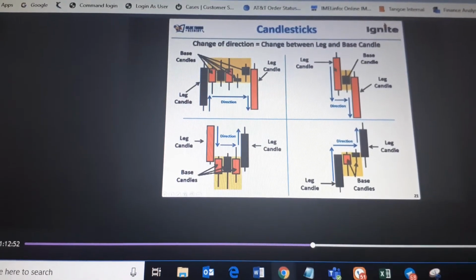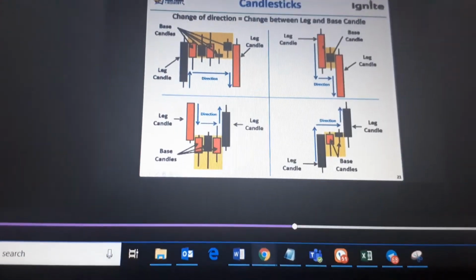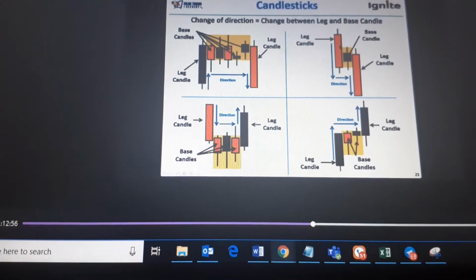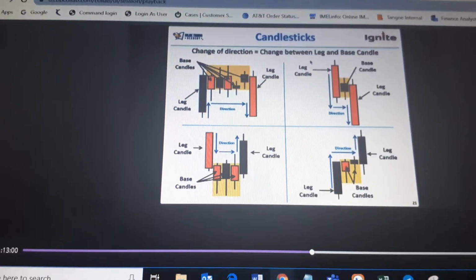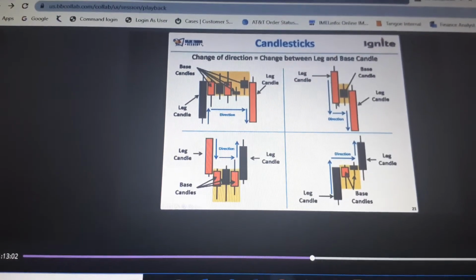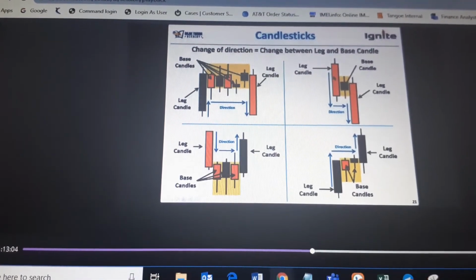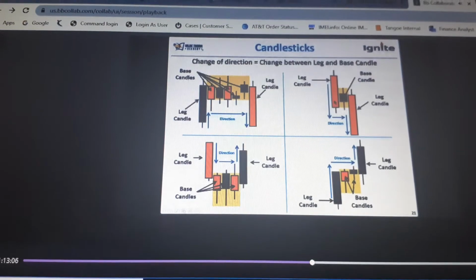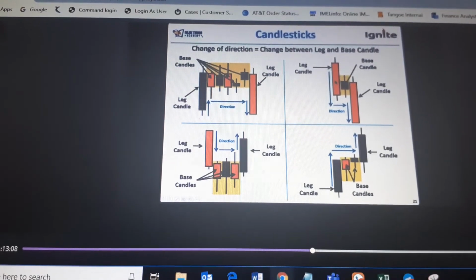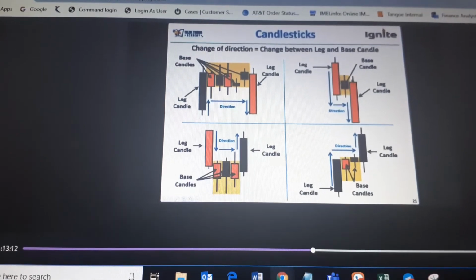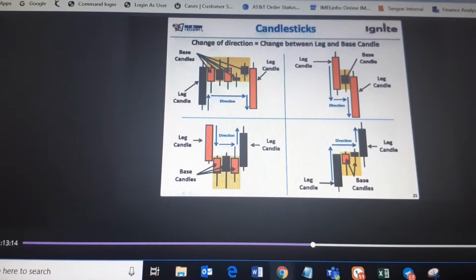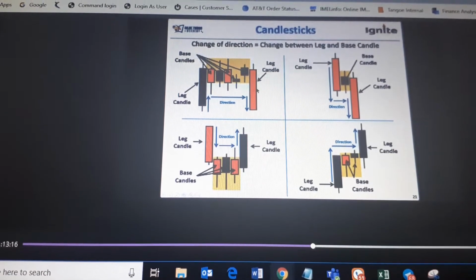So here, these two are leg candles. Why are these two leg candles? Because the body is greater than 50% of the range. That's why this is a leg candle. As I told you, your supply and demand will look like your base candle sandwiched in between two leg candles. So here your base candle is sandwiched in between two leg candles.